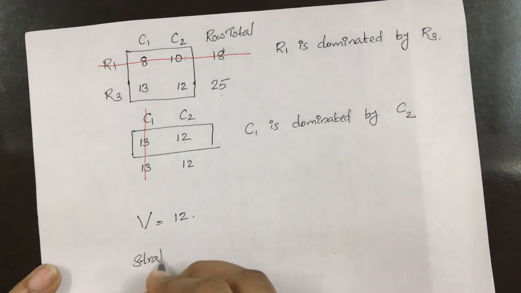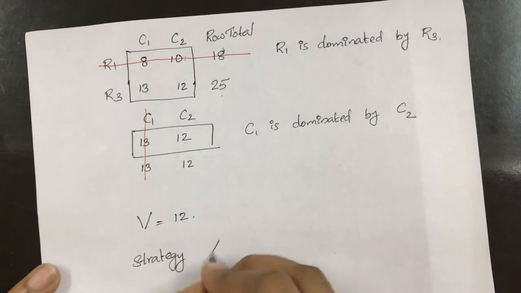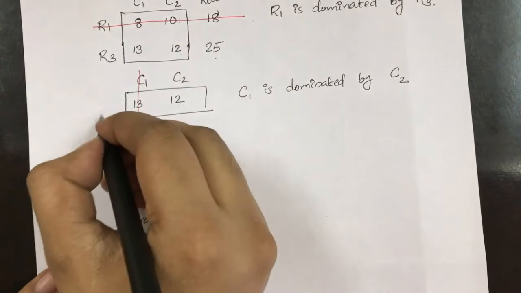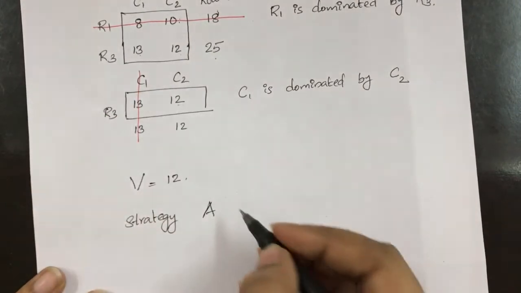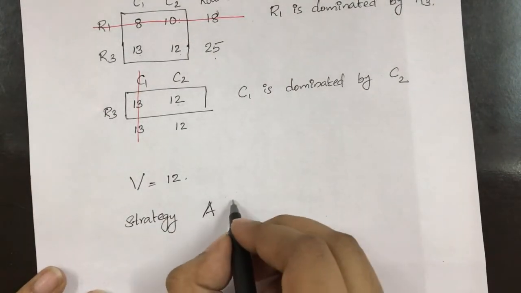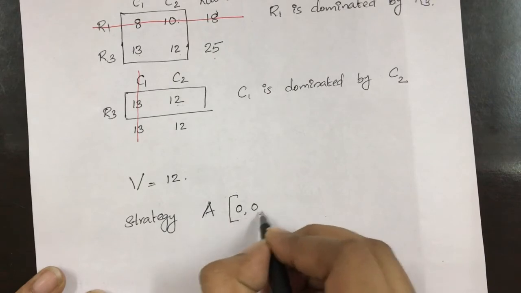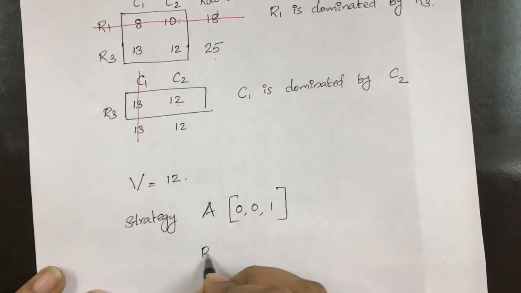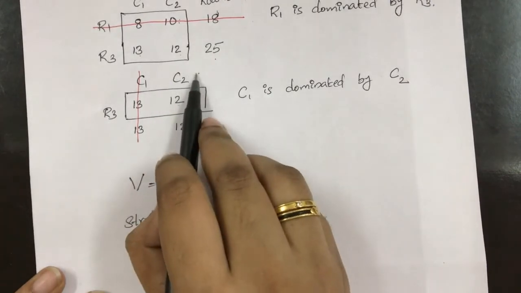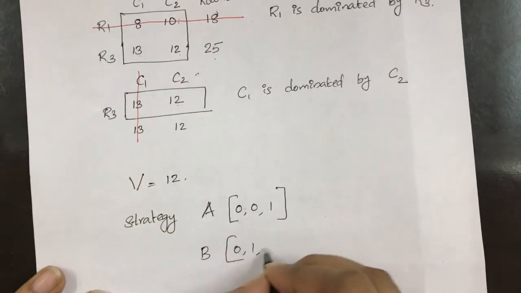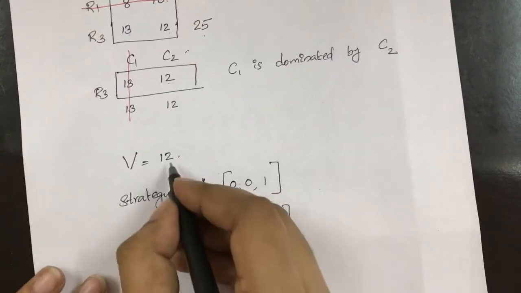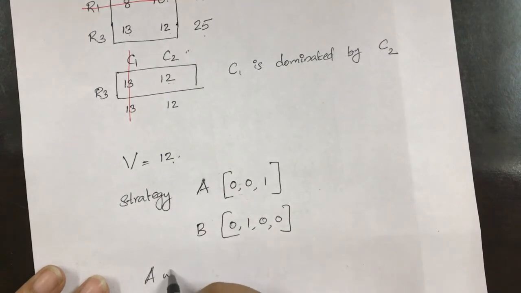Strategy: for the rows, A has only R3, that is the third having the value, so the others are 0, 0, 1. B has only C2, that is 0, 1, 0, 0. Since the value is positive, A wins the game.